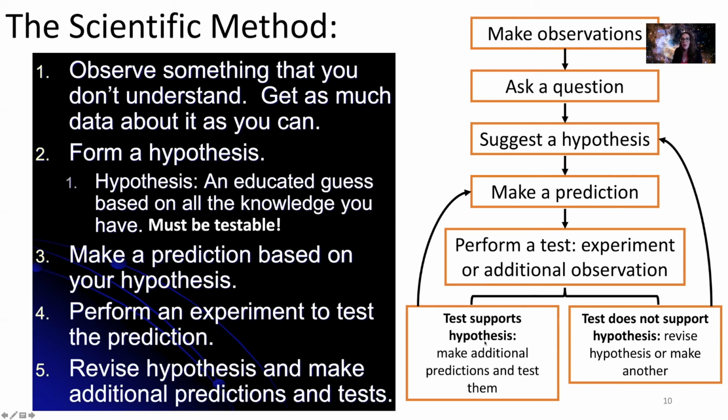Okay, and then we'll have outcomes. We revise our hypothesis and make additional predictions and tests based on our outcome. So let's say that our test supports our hypothesis, our educated guess. Then we can make additional predictions and test them and just keep on going. But what if the test we performed did not support our hypothesis? Then we have to think, maybe we have to change our hypothesis. Science is always changing. Or maybe we make another hypothesis. We can revise it, we can tweak it a little bit, or we can just abandon it altogether and try again.